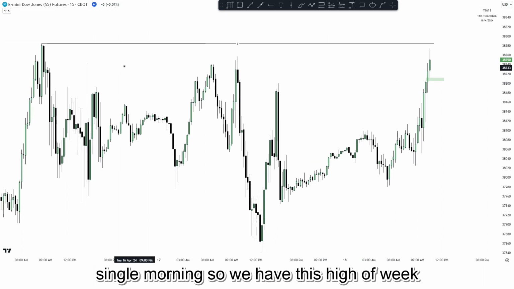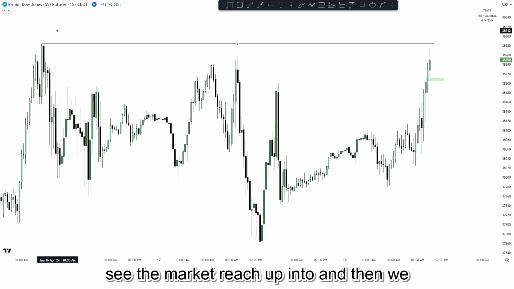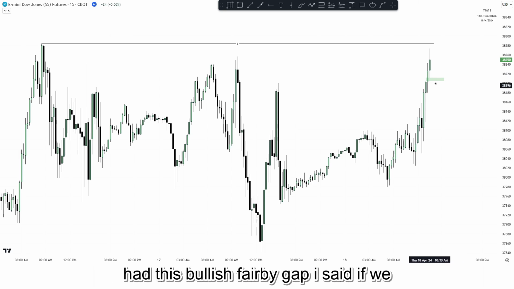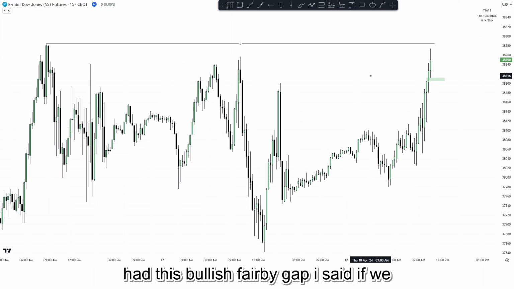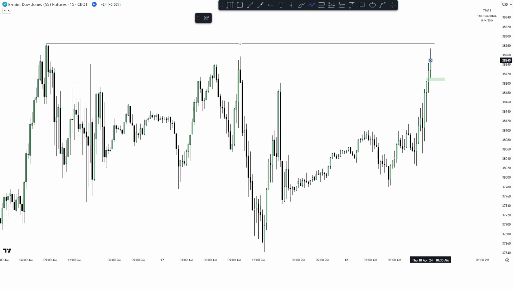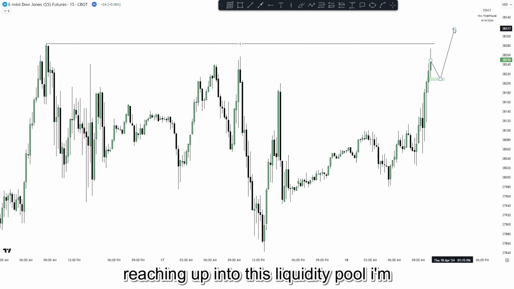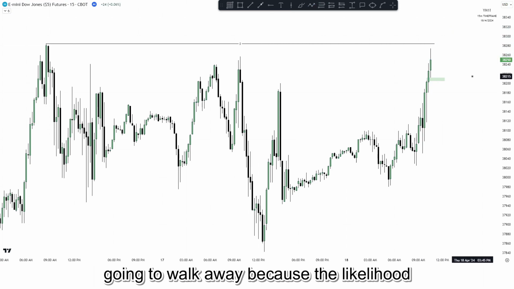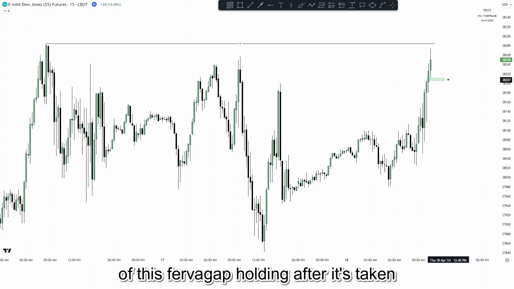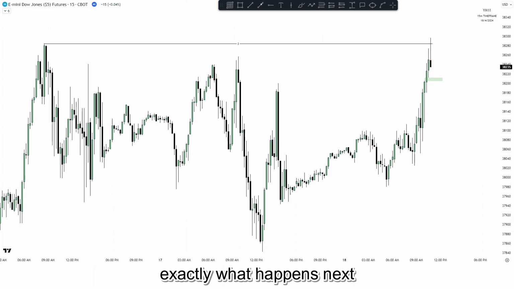So we have this high of week here, which I told my students I wanted to see the market reach up into, and then we had this bullish fair value gap. I said if we reach up into this liquidity pool and we do not tap into this fair value gap before reaching up into this liquidity pool, I'm going to walk away, because the likelihood of this fair value gap holding after it's taken out liquidity is less likely. And we can see exactly what happens next.